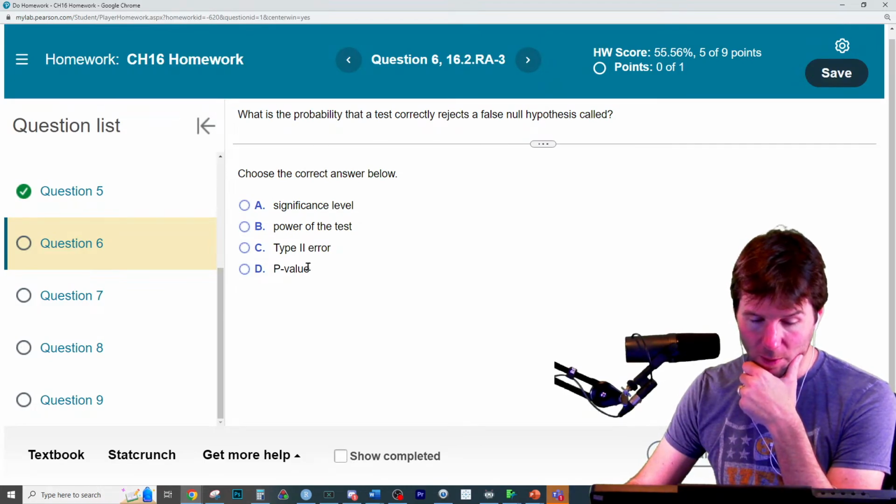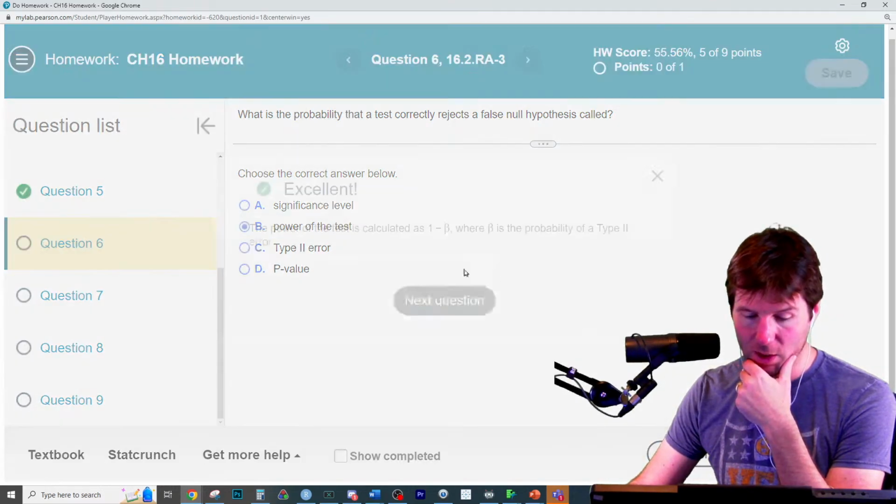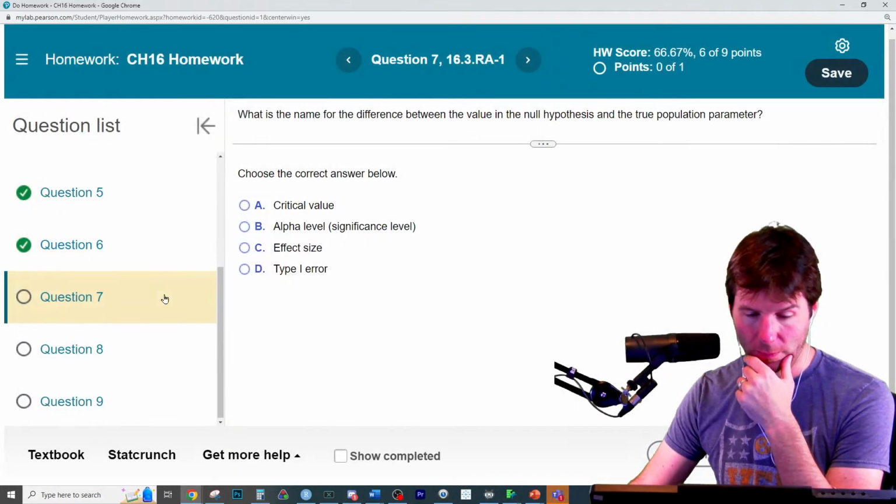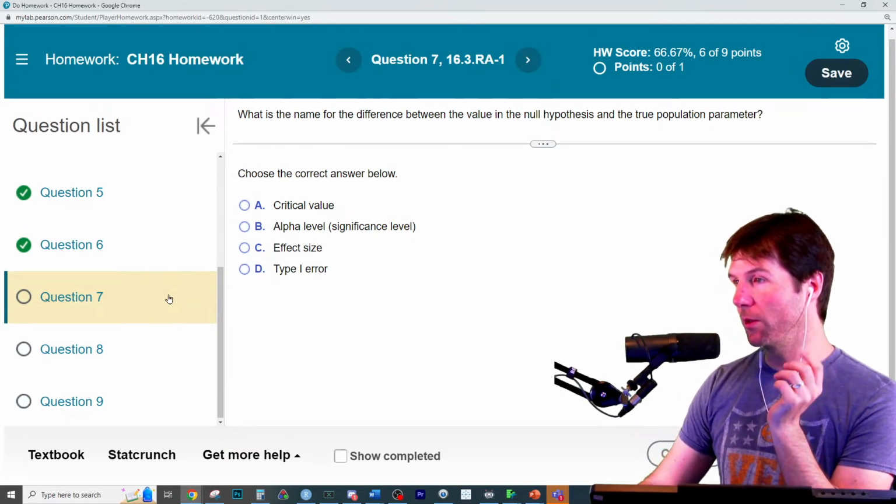The probability we correctly reject the false null is the power of a test, 1 minus beta. There it is right there. What is the name of the difference between the null and the truth?